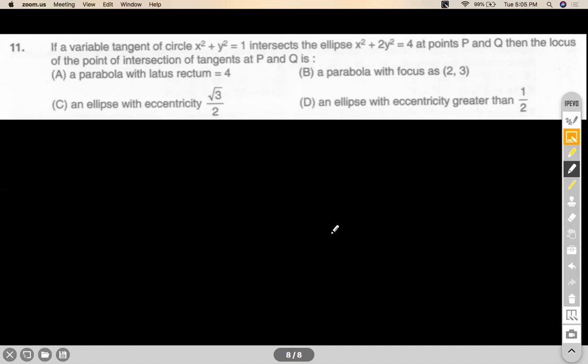I was thinking, where is the equation? Okay, it's a parabola with latus rectum 4. It's a parabola with focus at 2, 3. It's an ellipse with eccentricity root 3 by 2. And it's an ellipse with eccentricity greater than half. Chalo. Okay, this is, I think, more than one option correct again. So please solve this. 3 to 4 minutes is what I can give you. I think not. It should not take you that much time.